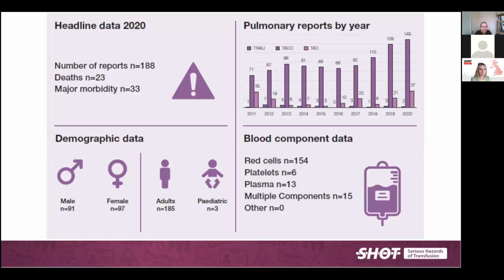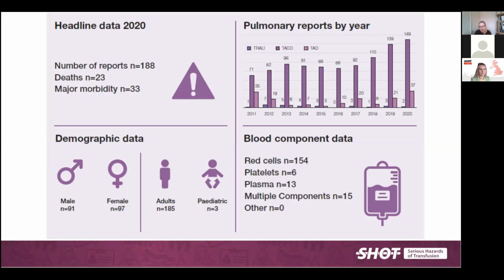This is some headline data from the 2020 SHOT report, which was the last reporting year. There were 188 pulmonary reports received, of which unfortunately there were 23 deaths and 33 cases of major morbidity. In most years, there are usually slightly more females than males affected, and this age demographic data here reminds us that this is not just a condition of adults. We also see this in paediatrics and neonates too.